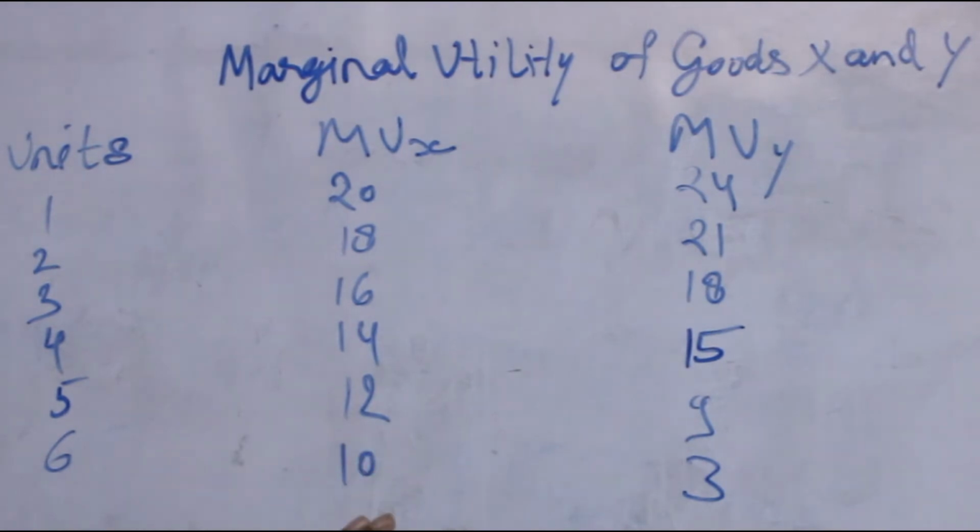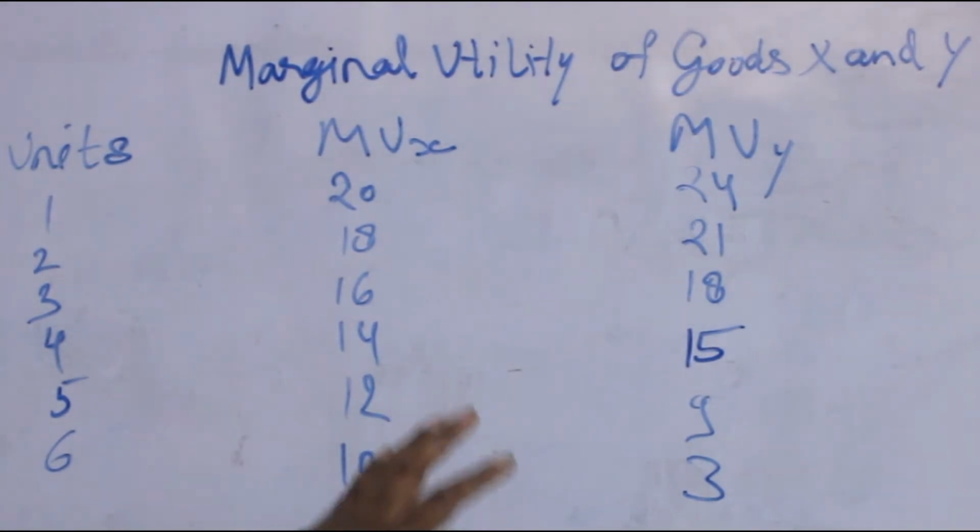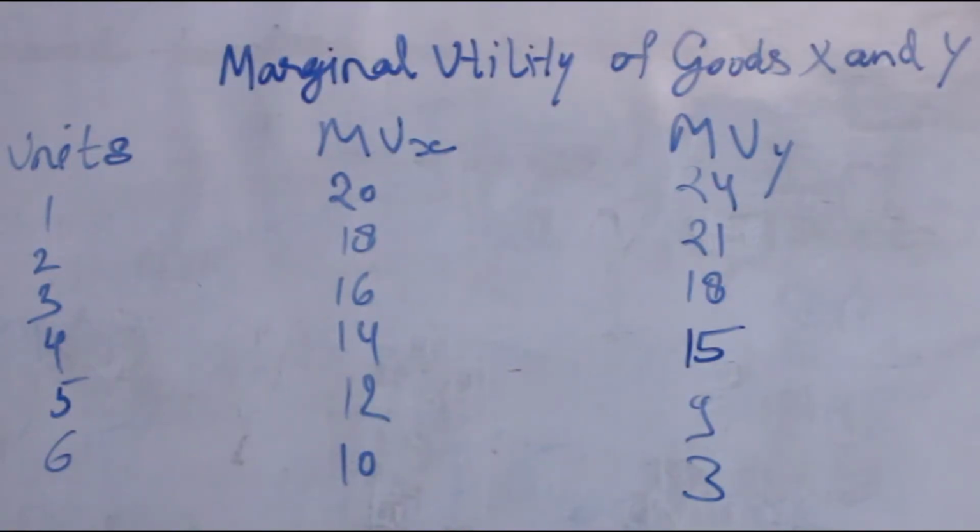So far we have understood the concept in our previous video. In this video, we will move ahead and see that if this is the situation, how the consumer will settle down on a certain equilibrium point where the consumer will choose to be so that he can maximize his total utility.